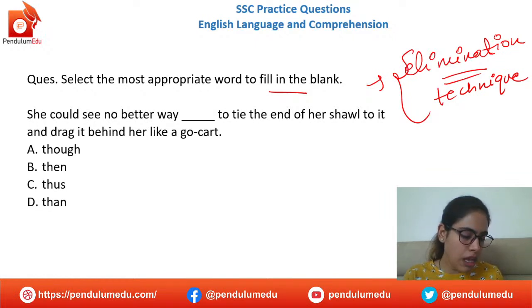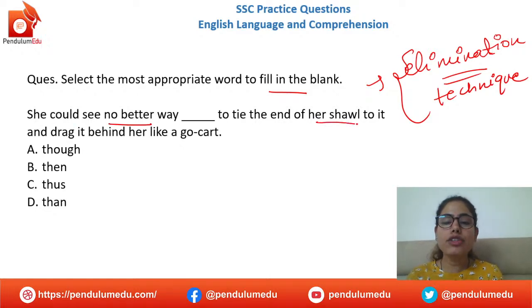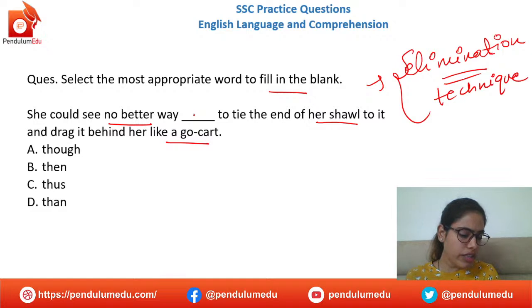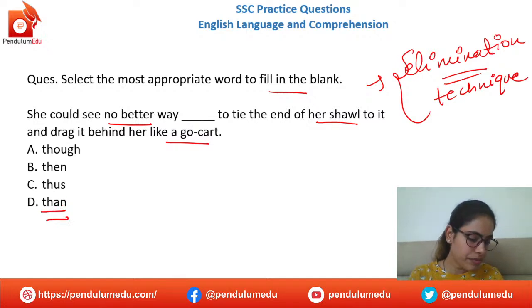Quickly tell me: she could see no better way blank to tie the end of her shawl to it and drag it behind her like a go-kart. So there was no other way for her. What? Tarun has come up with an answer, says D, than, T-H-A-N. Good morning, Tarun. Why D? Why is Tarun saying D? I'll give you a reason.